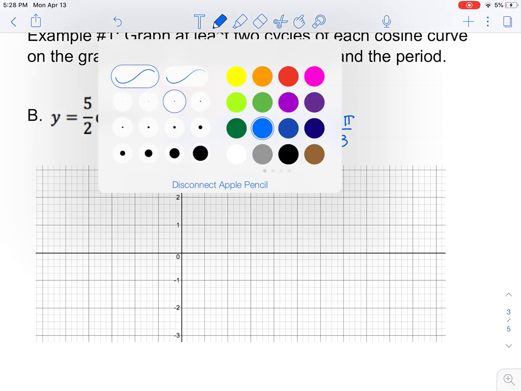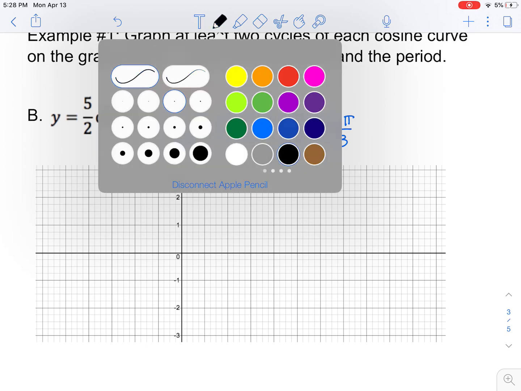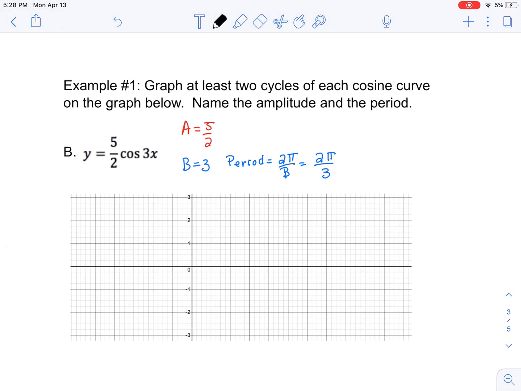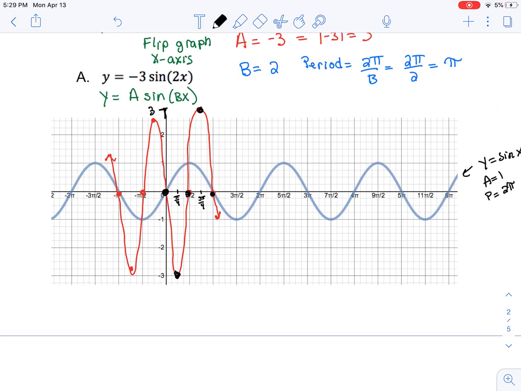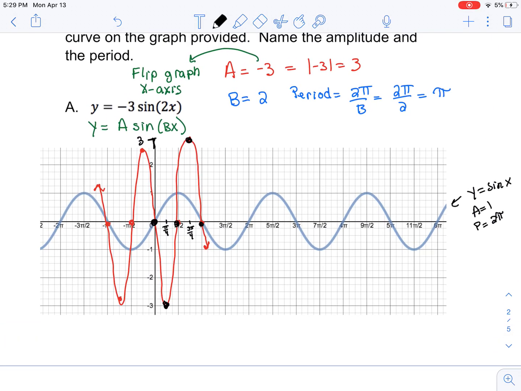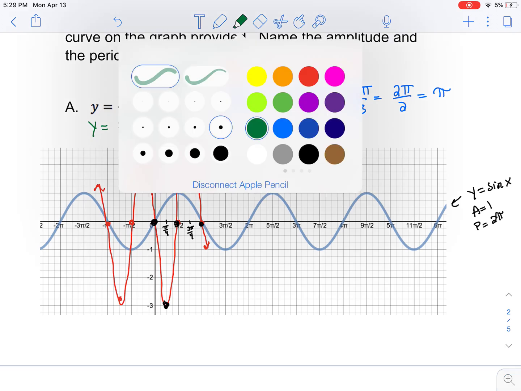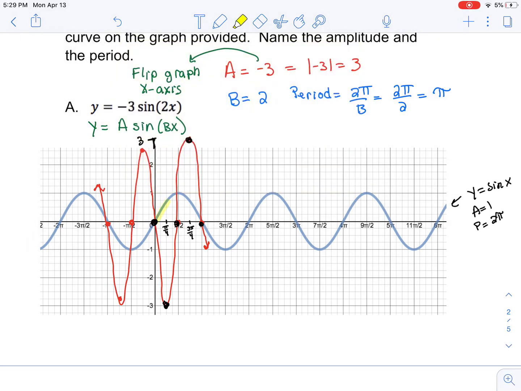So here I don't have the sine graph. If you notice, let me go back here for a minute. If you notice on this one, look at the difference. If I look at my sine graph here, this is 1 cycle to 2 pi, just the basic parent graph. I've now shrunk that and flipped it. You can see that I've now shrunk it to pi and I flipped it. I meant to say that before.